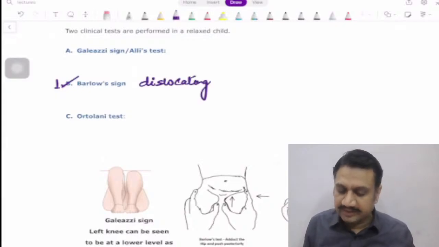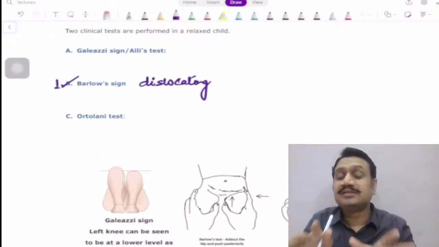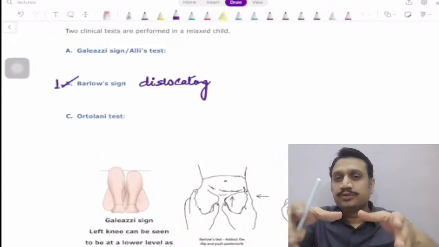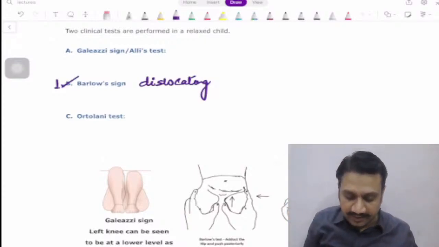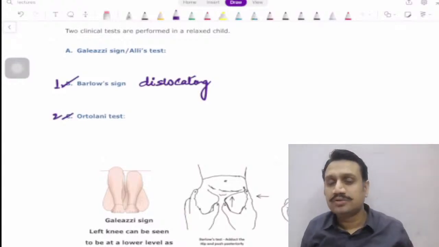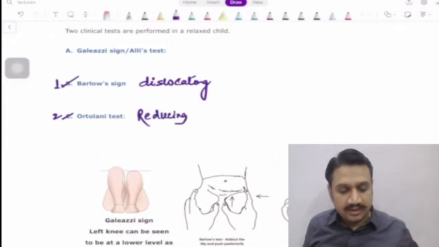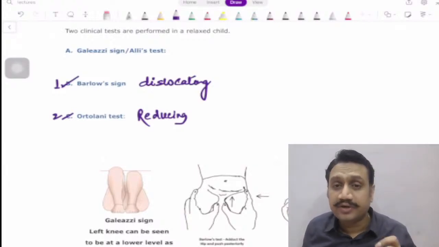And how to dislocate the hip? You just bring the hip closer and give it a gentle push, and once there is a tendency, it is going to dislocate, right? To reduce it, you just have to open it up and pull it. That is called the Ortolani test. So Barlow's and Ortolani: dislocating and reducing. Barlow's is for dislocating, and Ortolani is for reducing it.